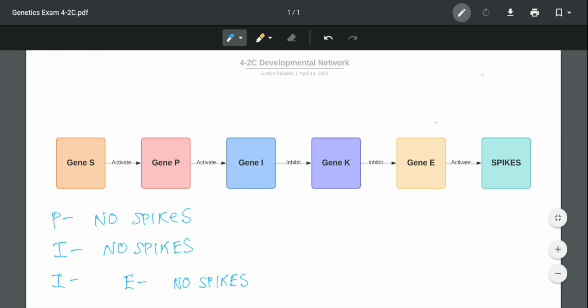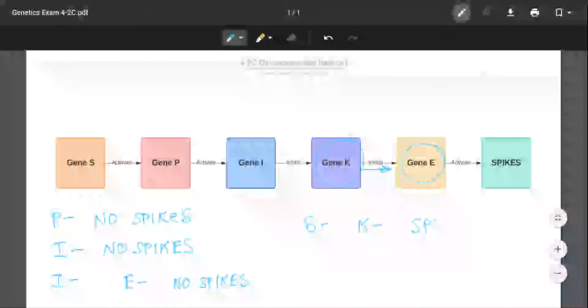All right, and then another option would be for the S gene and the K gene to be a mutant. And in this case, the K gene is always going to be able to inhibit the E gene. Even when there is a mutant, it's always going to be able to. So that means that there is going to be spikes on our spiny beetle.